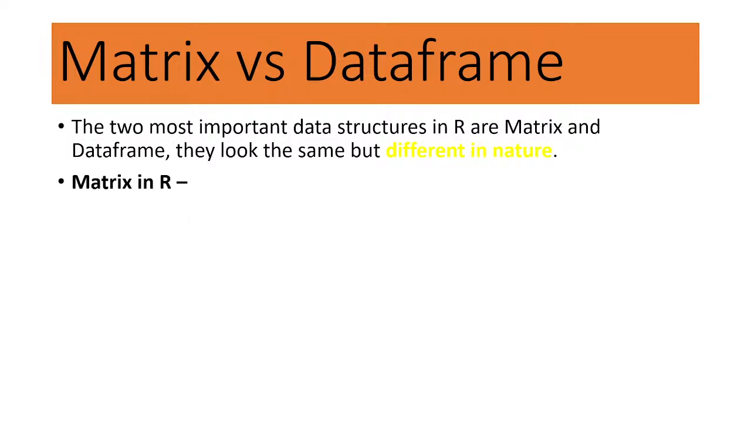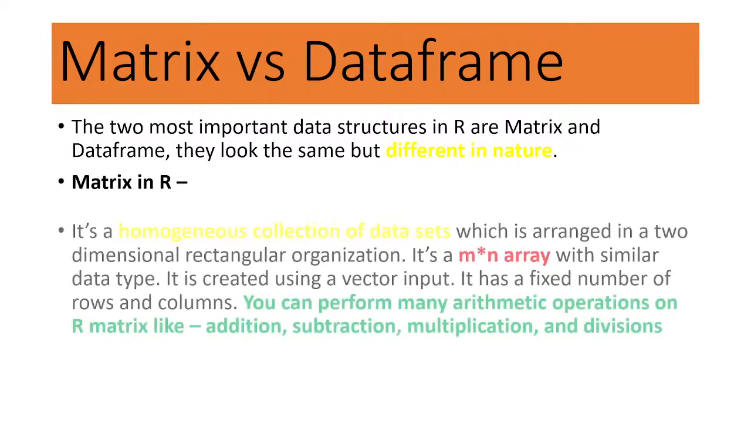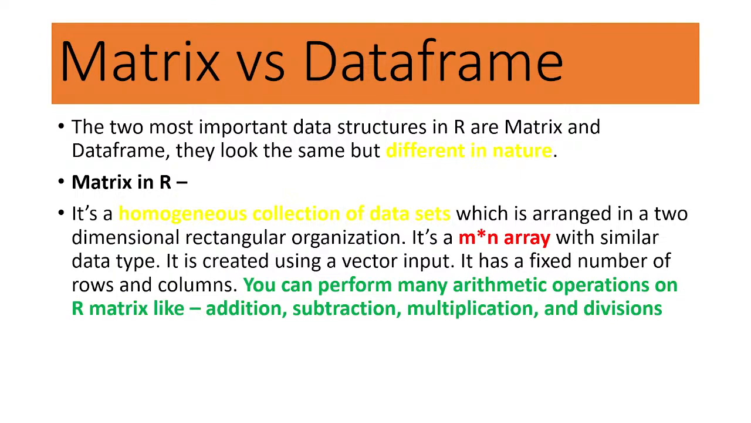So what is the matrix in R? A matrix is a homogeneous collection of a data set. All of those data will be homogeneous, and it is arranged in a two-dimensional rectangular organization. It has an m multiplied by n array. Suppose m is the column number and n is the row number, with similar data type. It's created using a vector input, and we can perform many arithmetic operations on the R matrix like addition, subtraction, multiplication, and division.